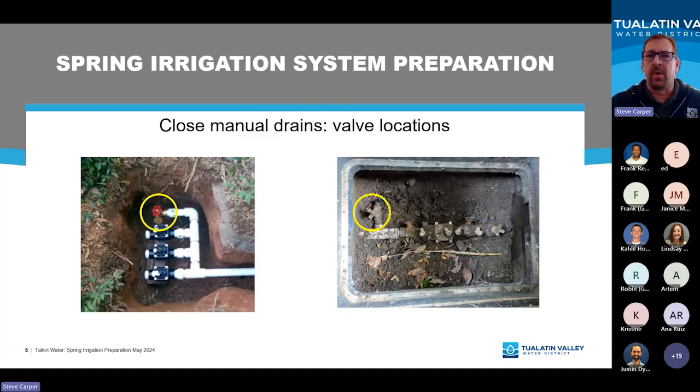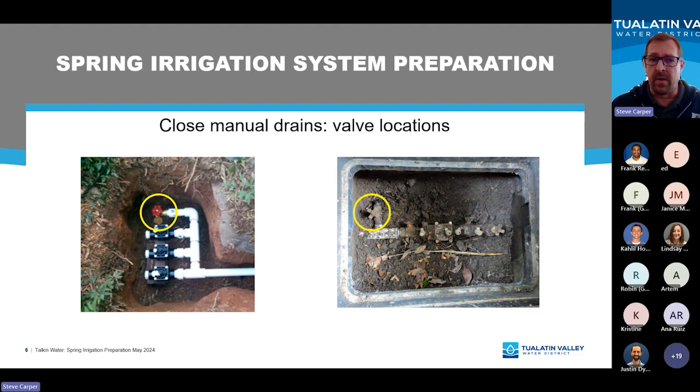So our first step that we're going to do is picking up on the end of last season, where we may have turned off our irrigation system, closed isolation valves, and opened up any drains to let the lateral lines clear out of any standing water, so they're preventing them from freeze damage. We're going to want to go back and close any manual drain valves that you have on the laterals and perhaps on the main lines.